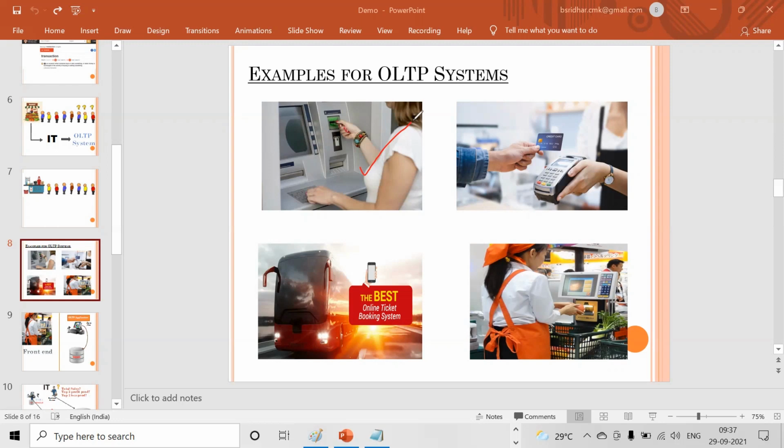Next, if you look at the travel domain, you can take it as air travel, Indian Railways, bus travel, anything. Especially I would like to talk about Indian Railways. When you look at the initial days, as far as I know, if you wanted to travel by train, you had to go to the railway station and buy a ticket.